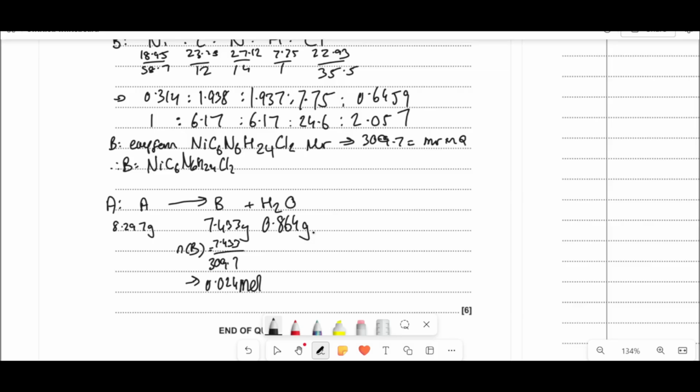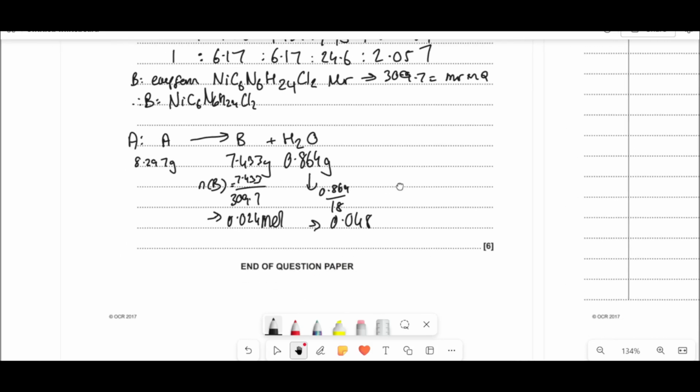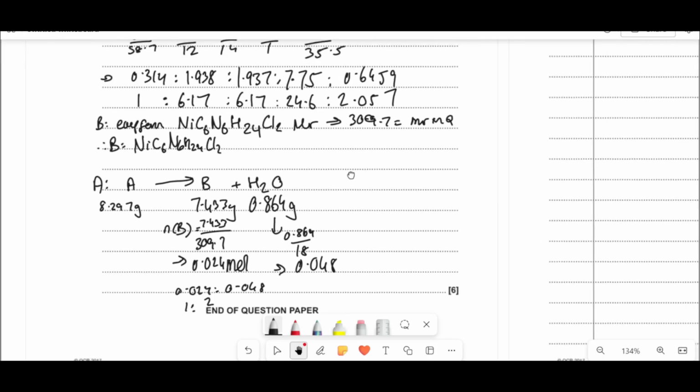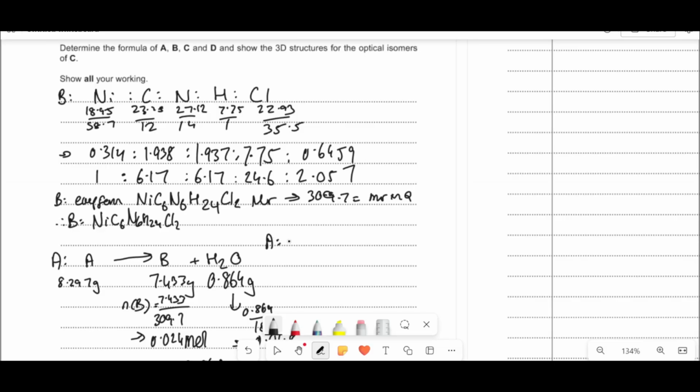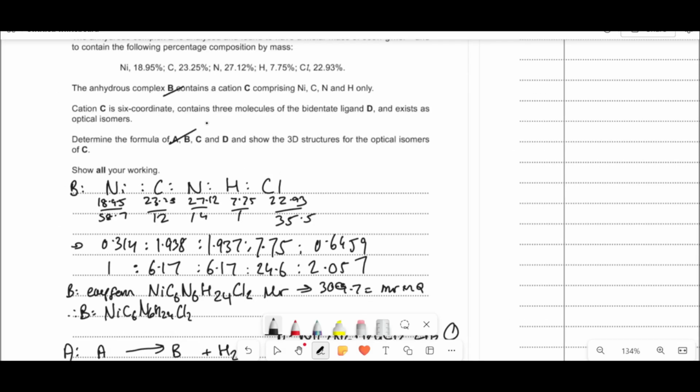0.024 moles, right? And then we can work out the moles of H2O by just doing 0.864 divided by 18. If we do that, we get 0.048. Therefore, if you put a ratio of 0.024 to 0.048 and divide them both by the smallest number, you get 1 to 2, meaning that for every one of B, there's 2 waters. So that must mean the number of waters in A was 2. So therefore, A's formula has to be NiC6N6H24Cl2.2H2O. Smashing. We've sorted out this A.